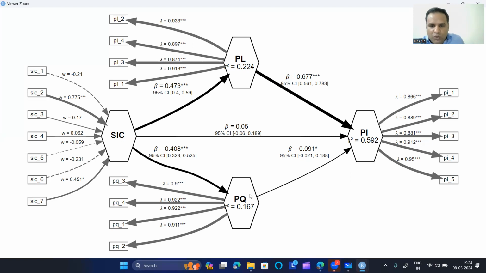By the way, if PQ and PI is not significant, how can there be a mediation? A should be significant and even B should be significant. Remember that C dash plus A and B. If A is significant, B also should be significant. Then only there could be a mediation. Otherwise, there could be no mediation. So this is the visual representation of the parallel mediation model. Hope so far all your doubts and queries related to mediation are over.